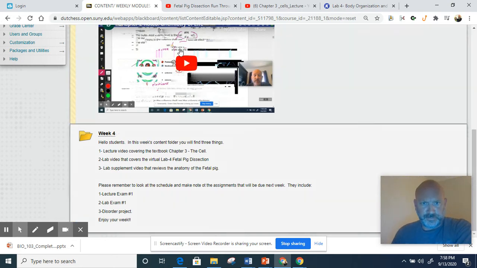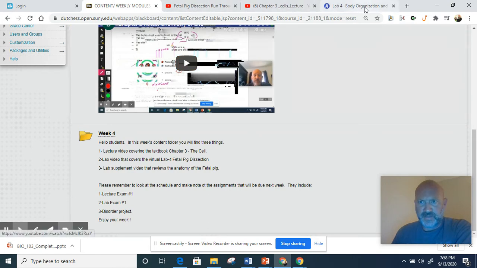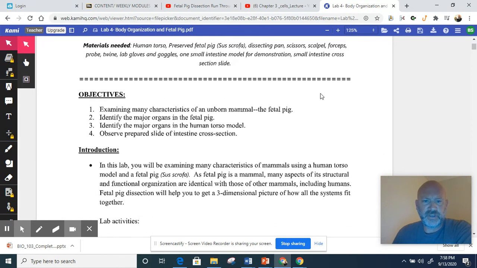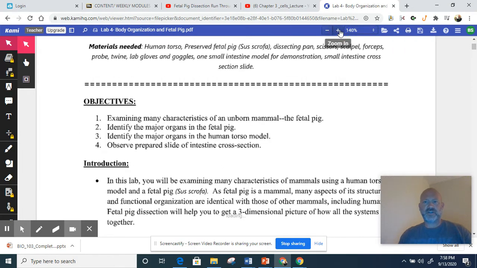All right, so let's look at this lab. It's lab 4, and normally we would come in and we would have pigs. You and your lab partners would grab 1 pig, put it in the dissecting tray, and then you would get started. Obviously, we're not going to be able to do that, but we could do this electronically.